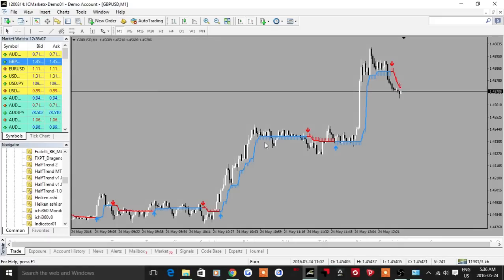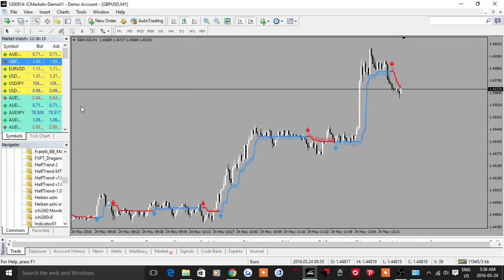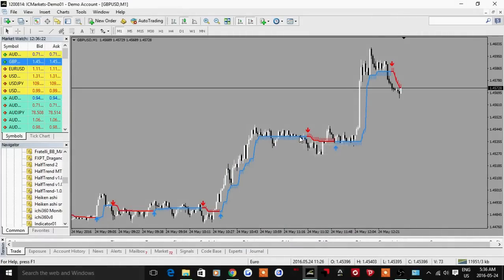I will just explain how you should use it, and then the settings will apply pretty much to any amplitude and any time frame you want to use it on. Alright, so that is the first indicator.